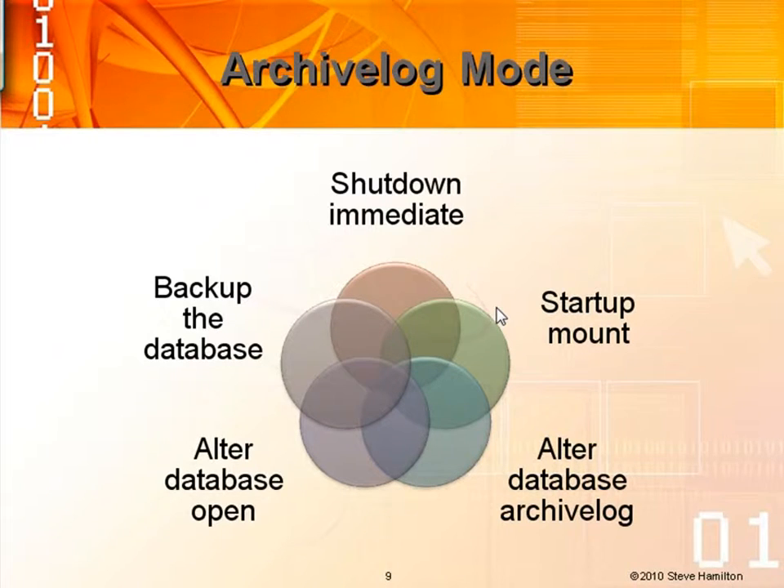First of all, we will do a shutdown immediate, which will wait for all processing to terminate. Then we will issue a startup mount, which will start up the instance, mount the control files. Then issue alter database archive log, alter database open, and then finally back up our database.